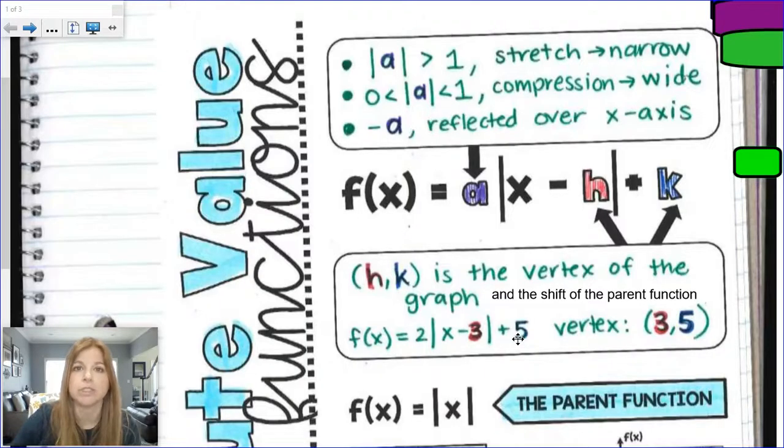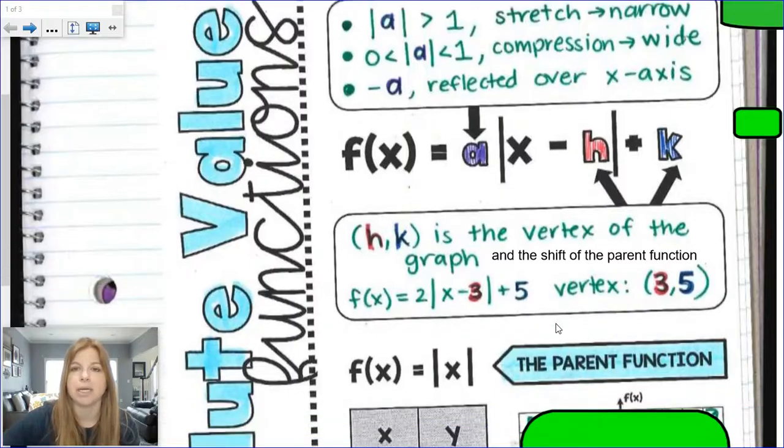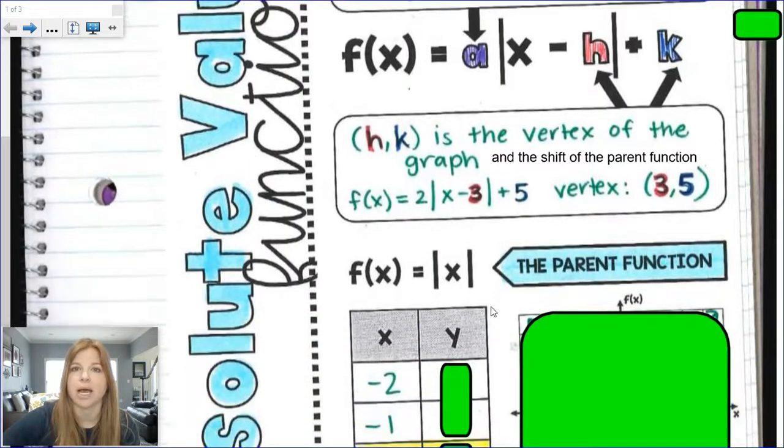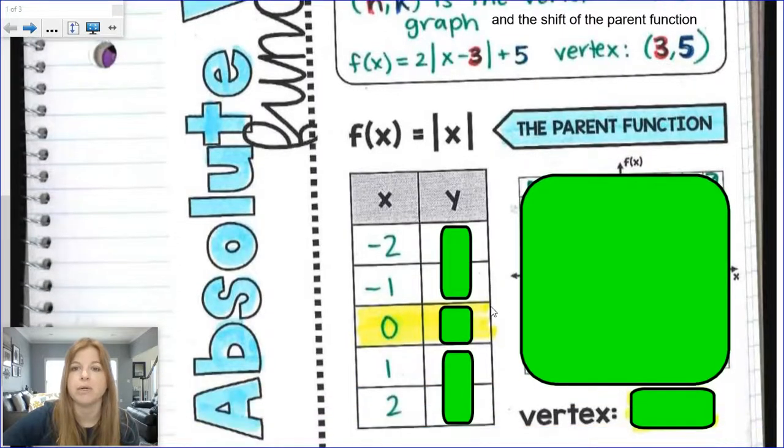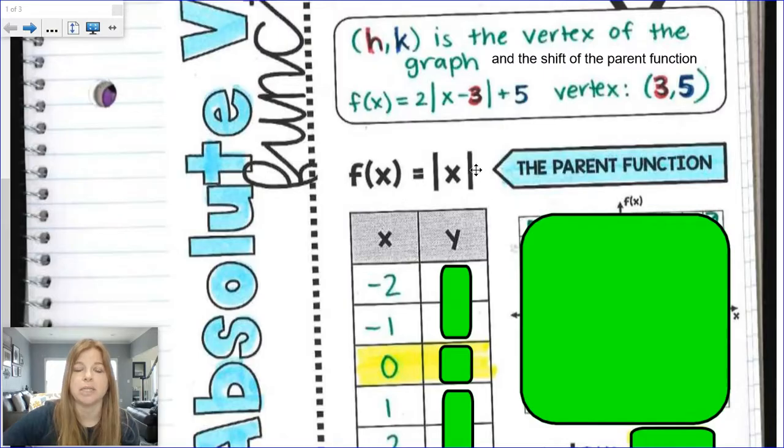So let's go ahead and actually graph the parent function. I'm going to guide you through a series of ways that I generally teach graphing. I feel like it's very straightforward, and we're going to follow that format for the rest. So the first thing I'd always want you to do is look at the parent function, notice it's just the absolute value of x, and figure out what the vertex is.